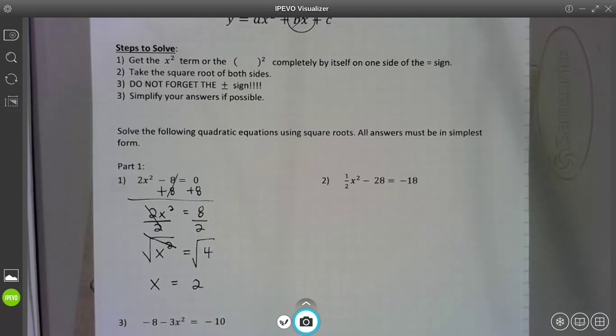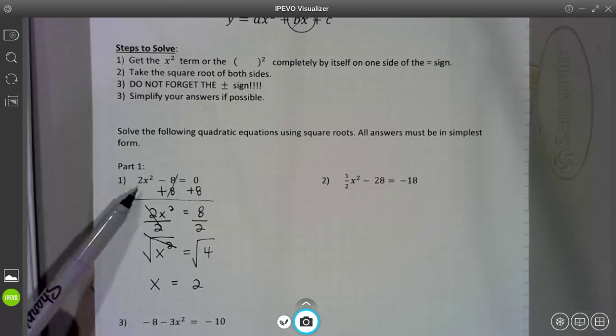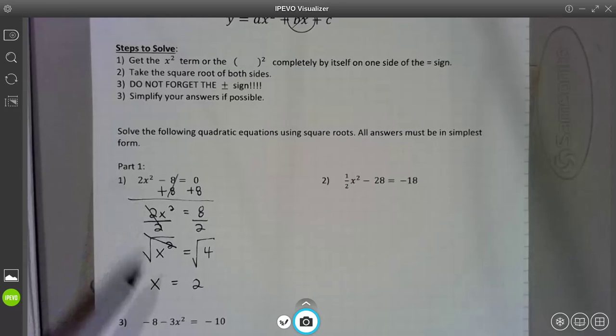It says right now the answer is 2, right? Which isn't completely wrong. But guys, this was a degree 2, a quadratic equation. I only got one answer. I'm supposed to get 2 answers, right? I'm supposed to get 2 different answers, or the same answer 2 times. Well, where's my second answer? The second answer comes from this.